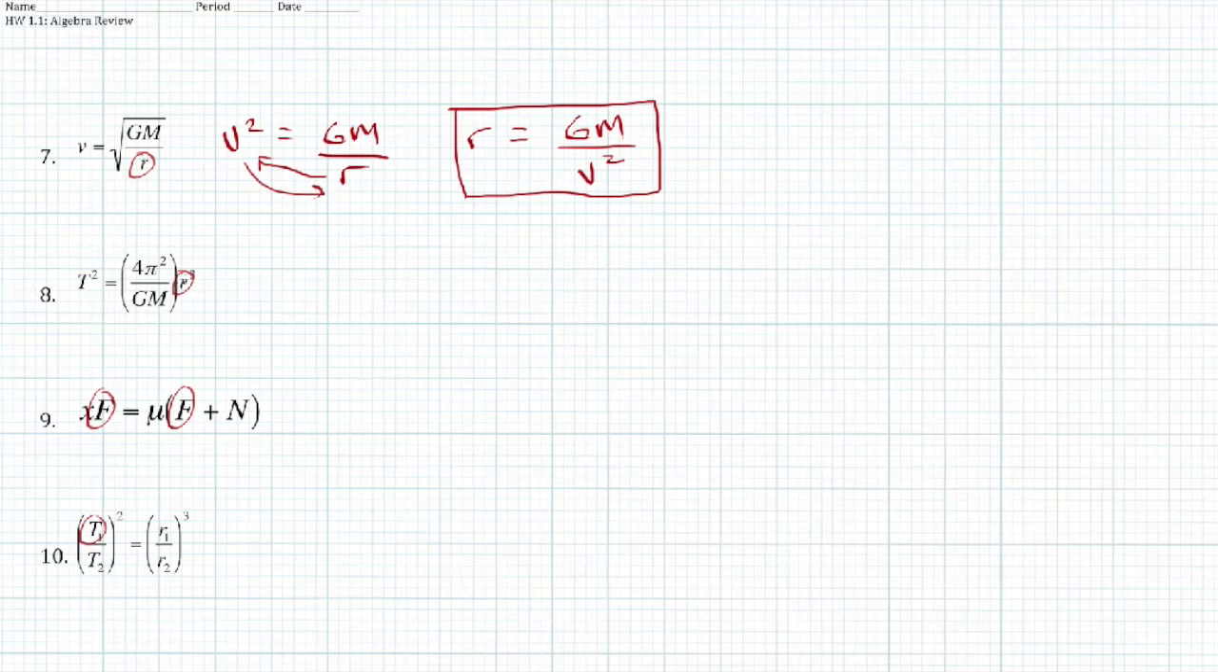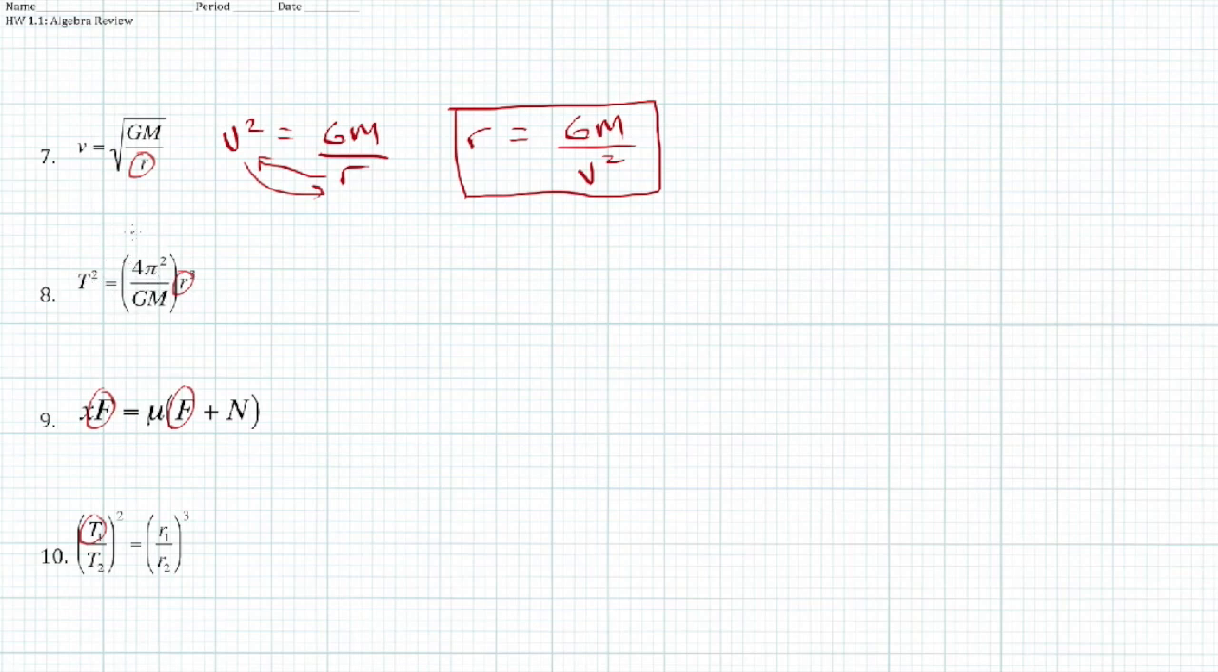Okay, we're solving for r. Now r is cubed right here, so we don't want r cubed. We just want to solve for r. So this quantity r cubed is multiplied by this whole fraction right here, 4 pi squared over gm. We want to get this fraction away from the r, so we're going to bring this over.